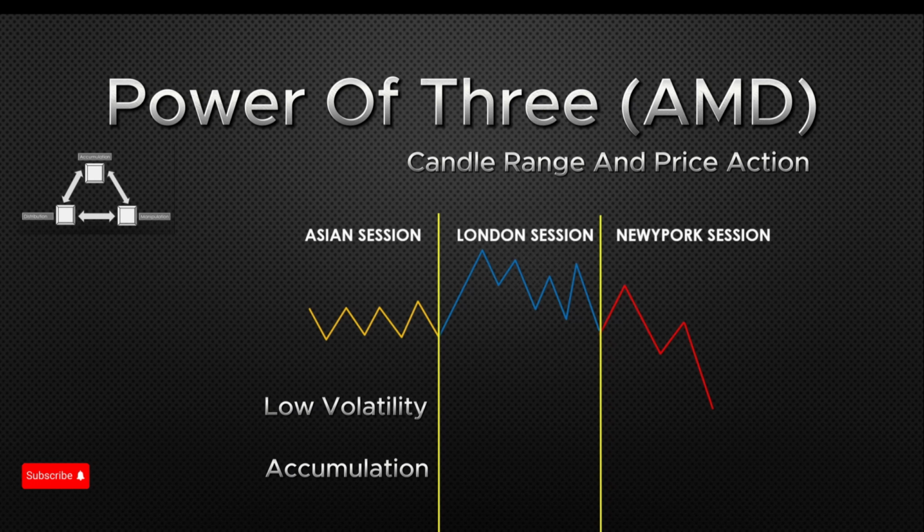London session. London tends to be the most volatile session and is where manipulation often occurs. The price will sweep liquidity during this session, creating opportunities for those who know what to look for. Finally, the New York session often acts as the distribution phase, where the market continues the trend that was set in motion during London. Here's a pro tip.